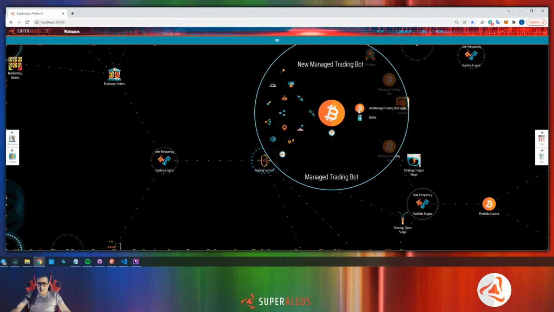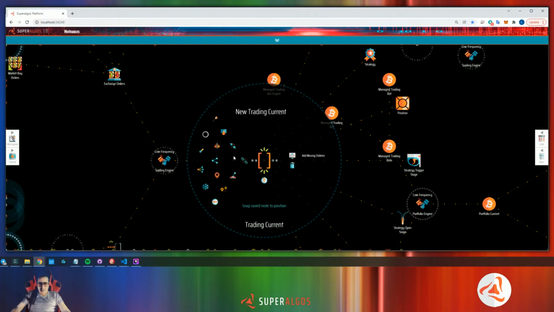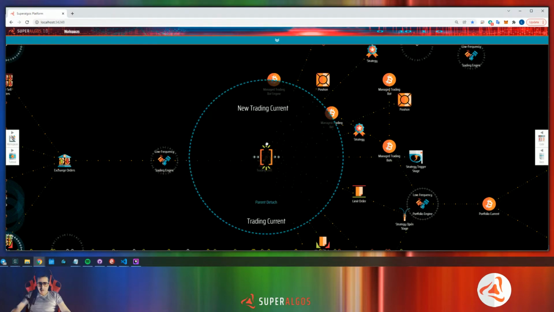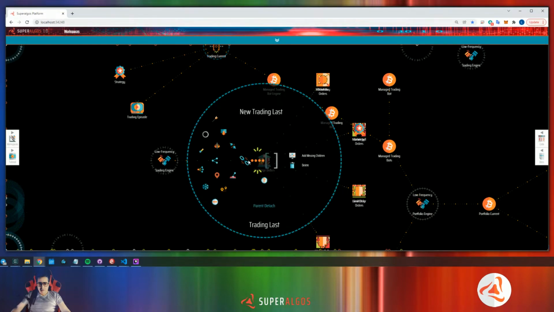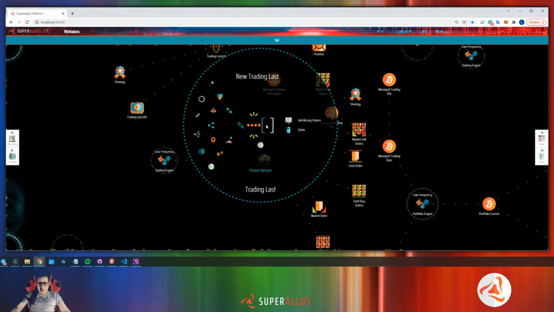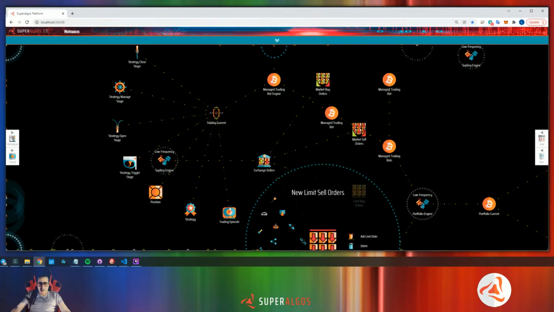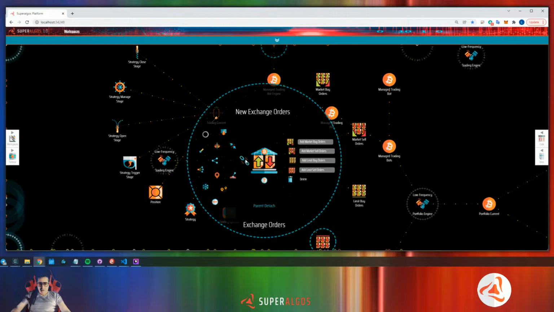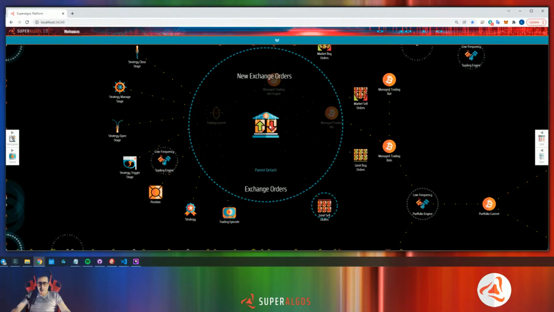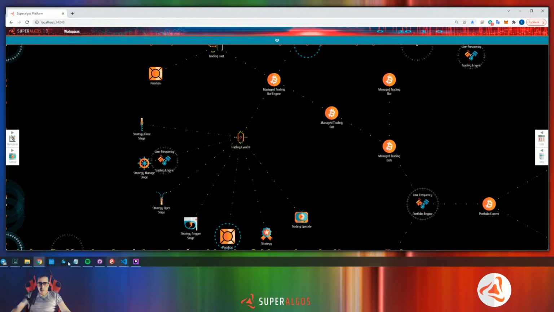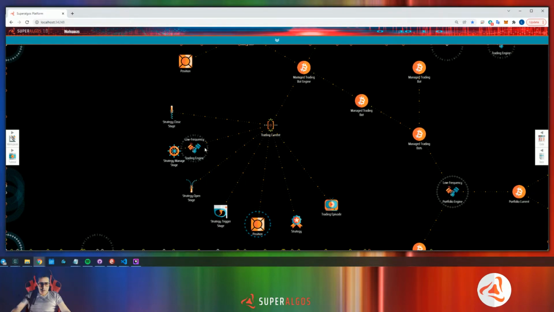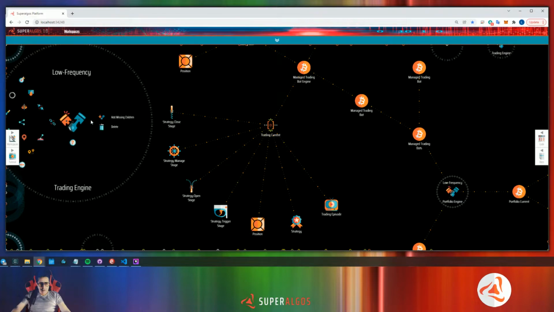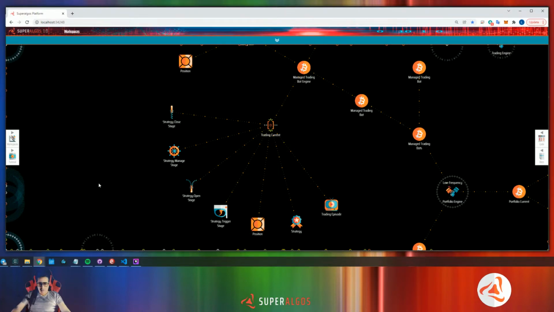Okay, I forgot to add this guy here. So if I remove this, I attach it there. And if I remove this, I attach it there. And if I remove this, I also attach it there. So this trading engine is empty now.